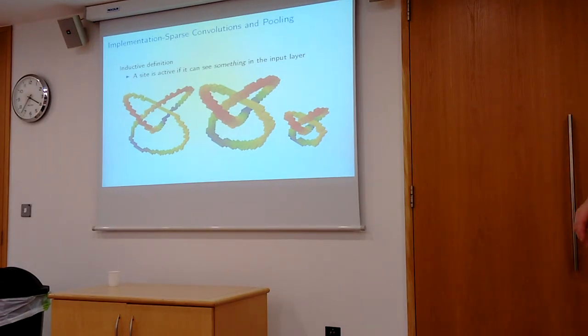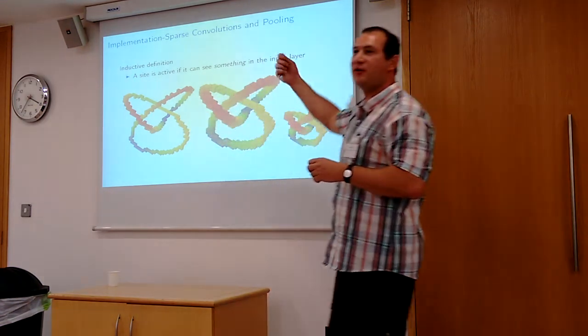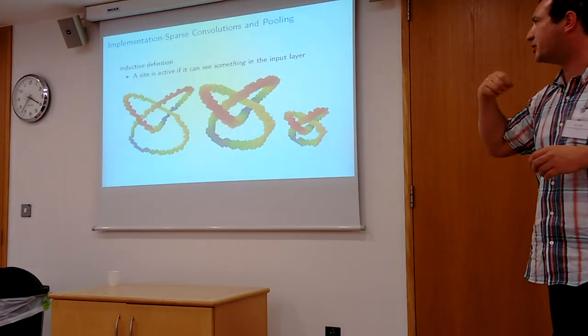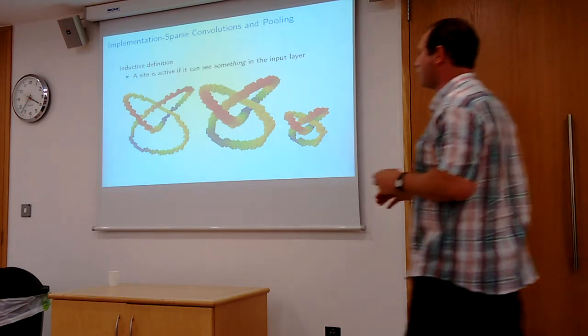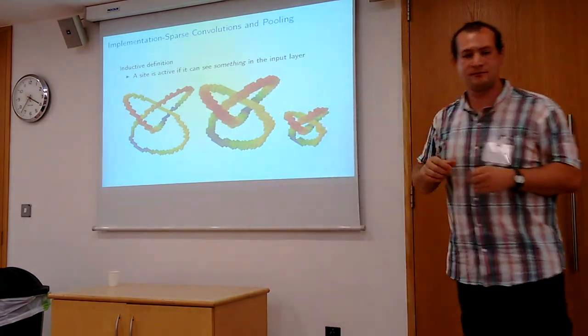We say that a site is active if it can somehow see something in the input, so if the value is different from the ground state you would get if you had a completely blank input. And obviously the cost of calculating this is going to depend on the number of active sites per image.